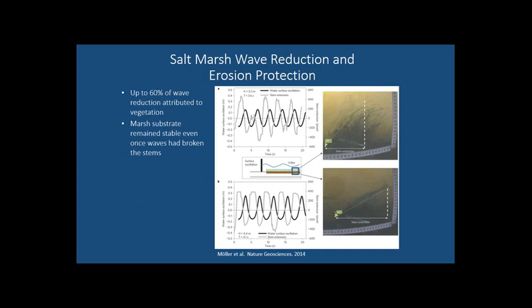Now, as we were doing our research on natural infrastructure, before I go into the hybrid infrastructure, I want to talk a little bit more about some of the data we're finding, because there are some really exciting, brand new studies out. So in 2014, this really neat paper came out by Möller et al., looking at how salt marshes actually reduce wave energy. And what they determined was that up to 60% of wave reduction was actually attributed to the vegetation, and that the marsh substrate remained stable even once waves had broken the stems.